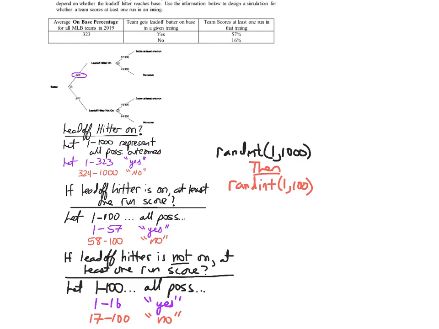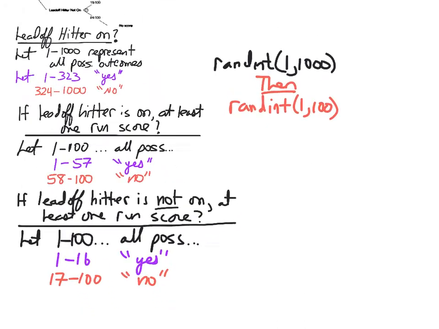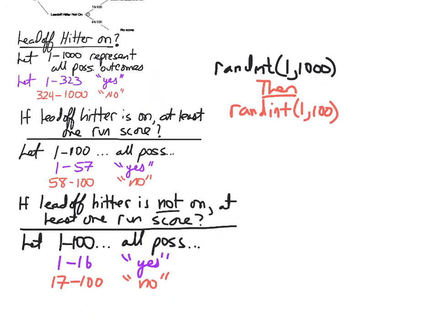So the question was, use the information below to design a simulation for whether a team scores at least 1 run in an inning. And so we've accomplished the goal. That's all the question was asking us to do. Because there's still that variable in there of at least 1 run. What is at least 1 run? 1 run or 30 runs? So that part of it could go in a bunch of different directions.